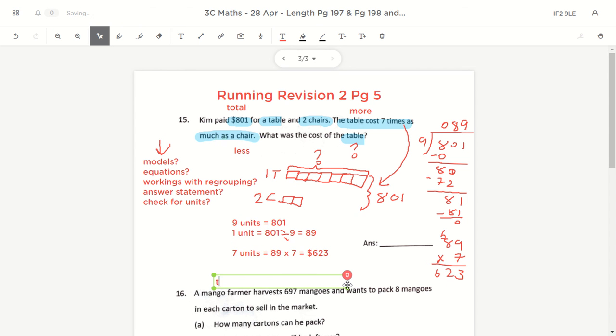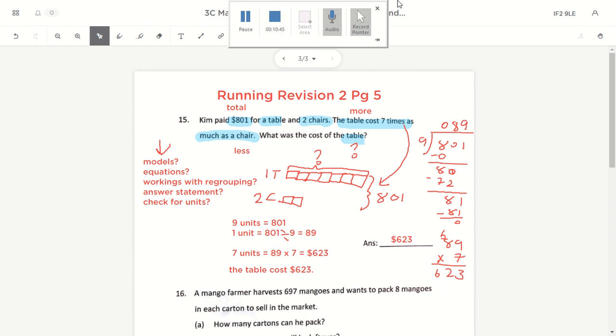The table costs, $ sign, remember, $623. And also for the answer line, make sure the unit is present as well. So simple as that. The key thing here is to be able to draw the model. Once the model represents the question, everything else is quite straightforward.